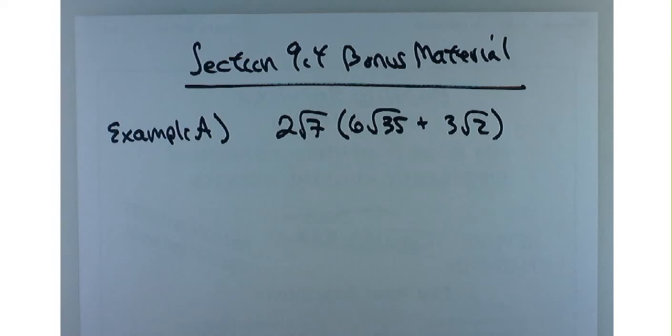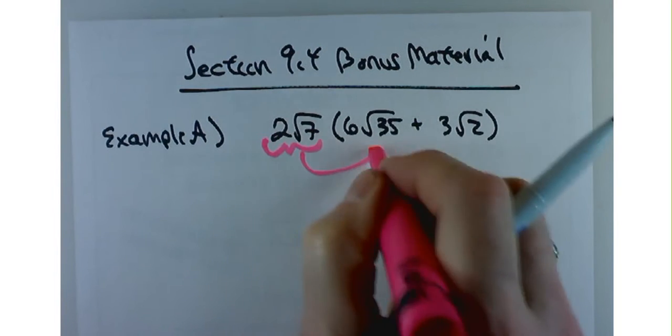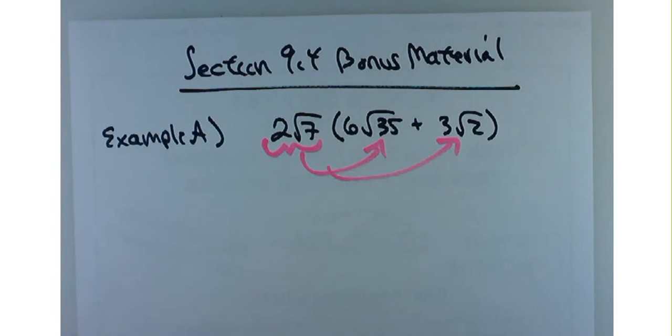All right, so some bonus material for section 9.4. We're going to start by multiplying some radical expressions. That means that this number on the outside has to multiply both of those numbers on the inside. Let me write it out very carefully.